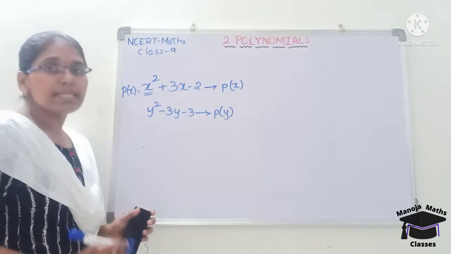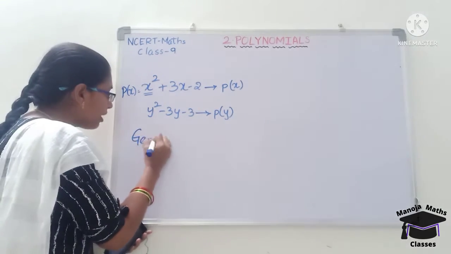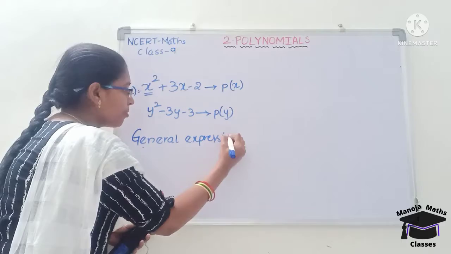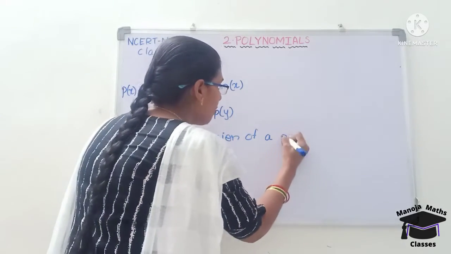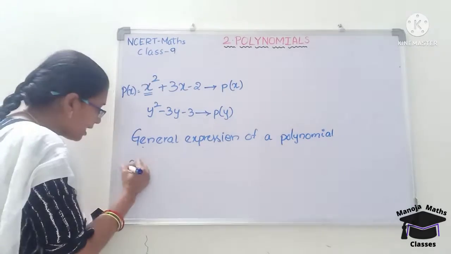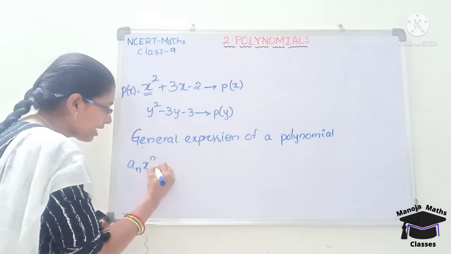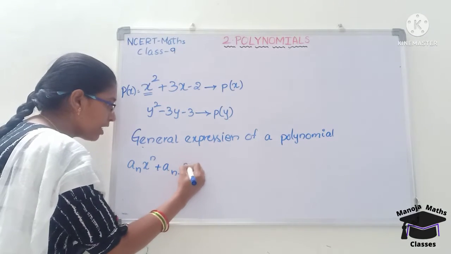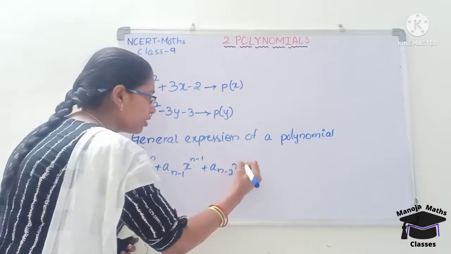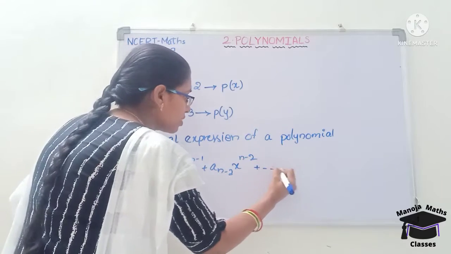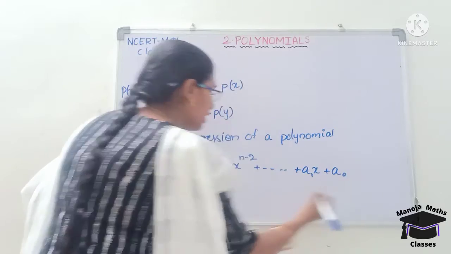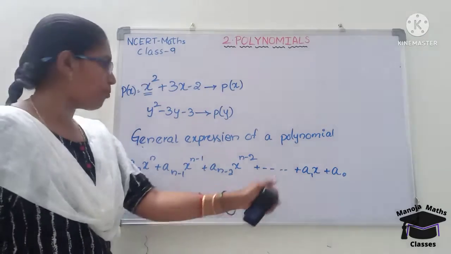So children, now let's understand what is the general expression of a polynomial. It is a_n into x power n plus a_(n minus 1) into x power (n minus 1) plus a_(n minus 2) into x power (n minus 2) plus and so on, a_1 into x plus a_0. This is the general expression of a polynomial.